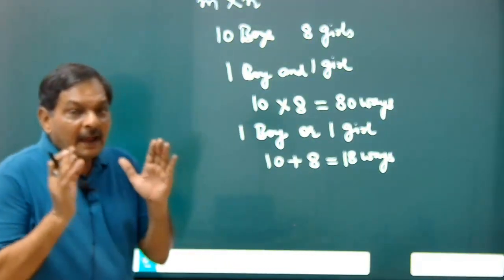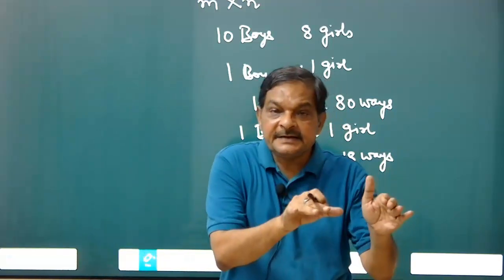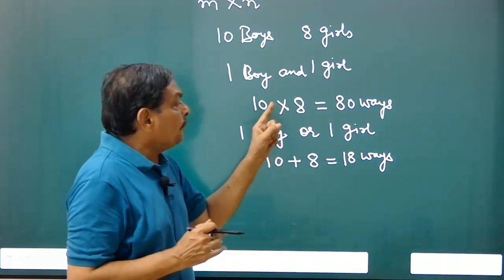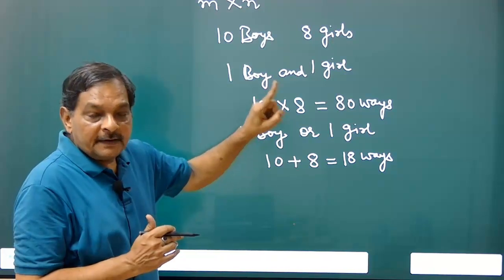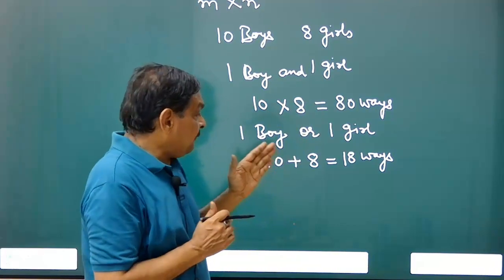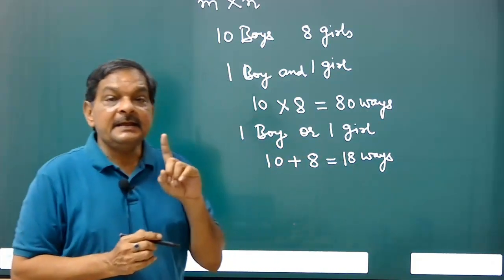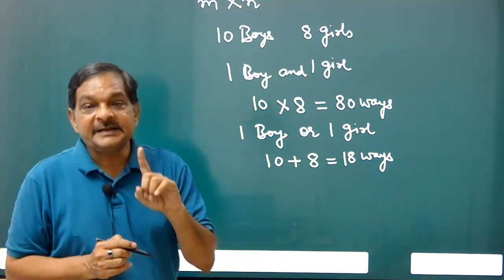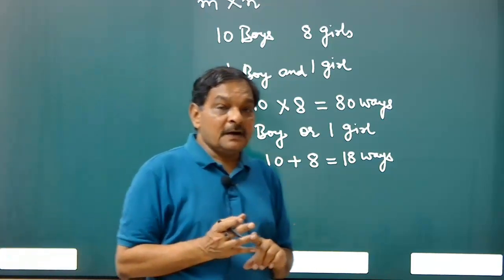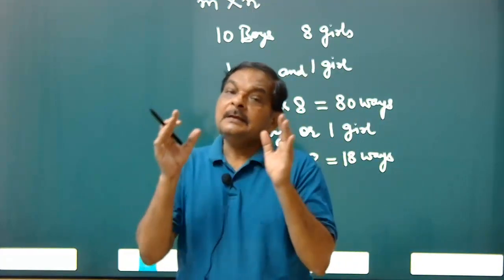So when we have the sense in the question that the first activity is done, then after completion of the first activity the second activity is done, then multiplication should be there. The fundamental principle says multiplication should be there. And when either this activity is done or this activity is done, then the fundamental principle says addition should be there. So with this, I hope that you have understood when to multiply and when to add in probability and permutation combination questions.